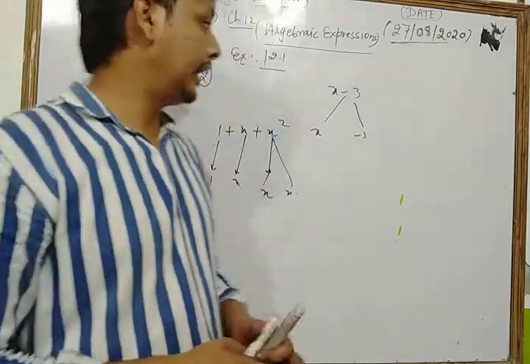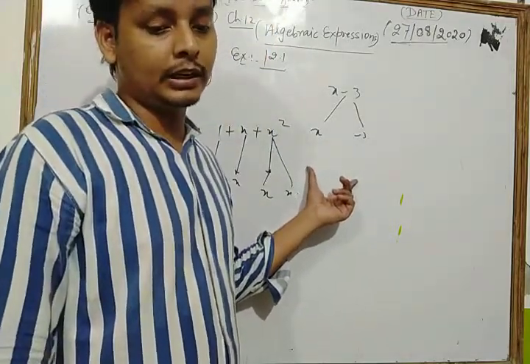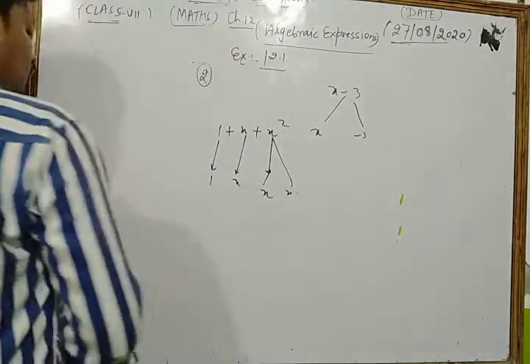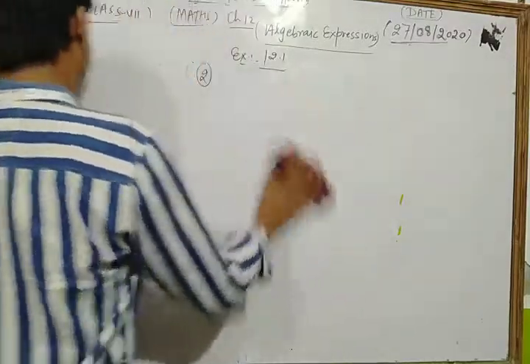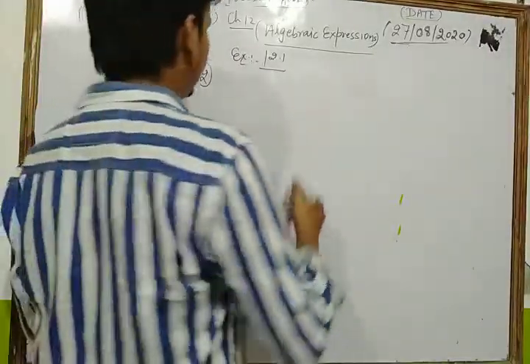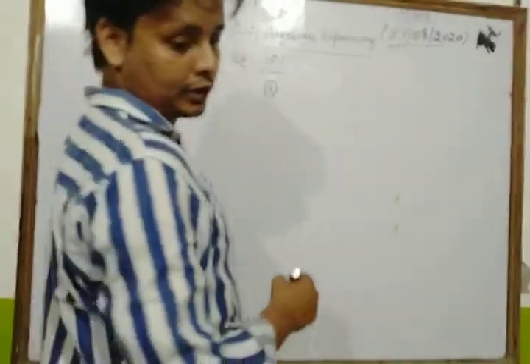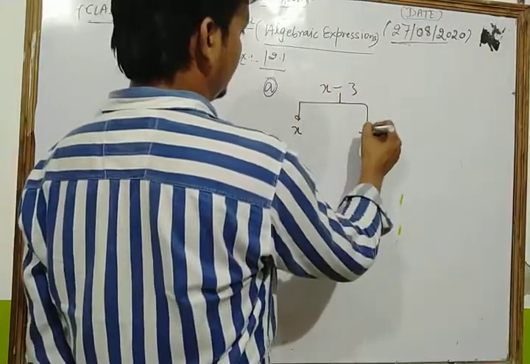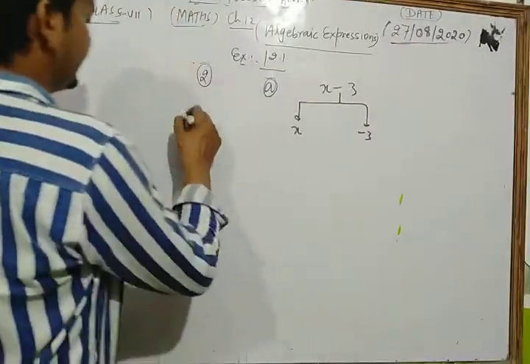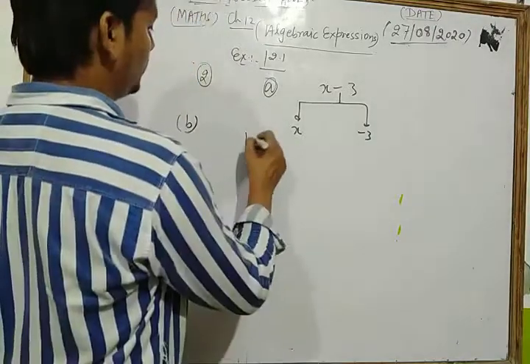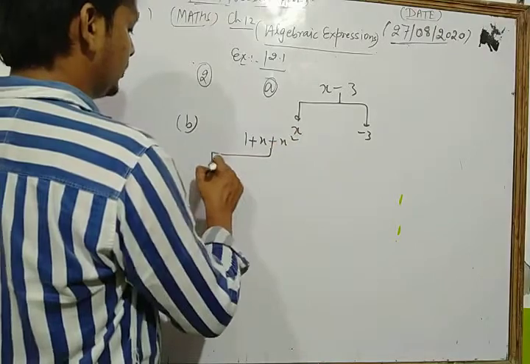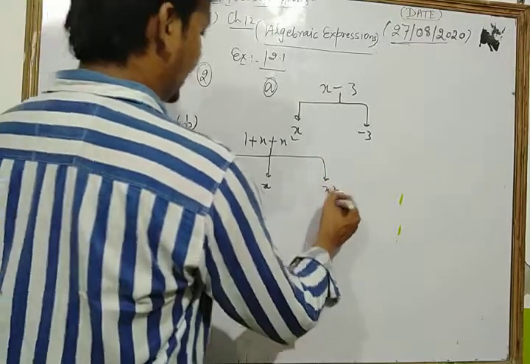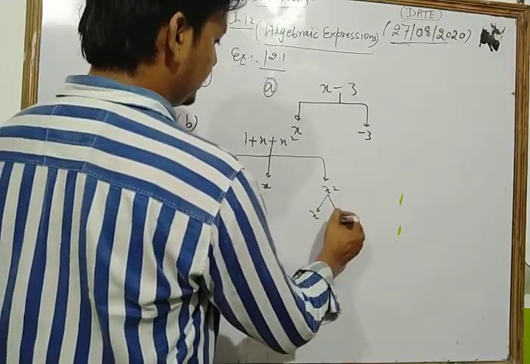Look, in the second question, identify the terms and factors of the following. Show the terms and factors by tree diagram. Let's see once more. If we take the first part, A, which is x minus 3, it contains two terms, x and minus 3. Now the second part, 1 plus x square: that is 1, that is x square, and this is x and x.